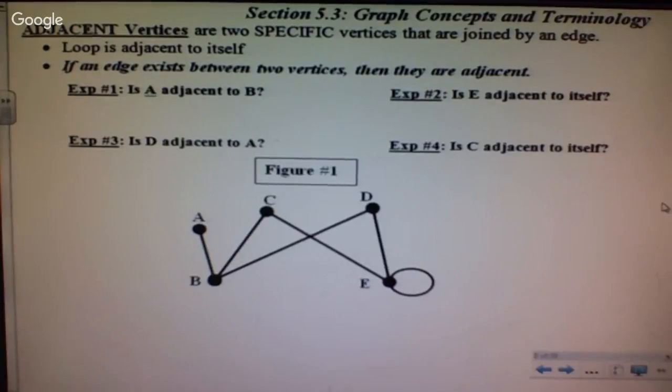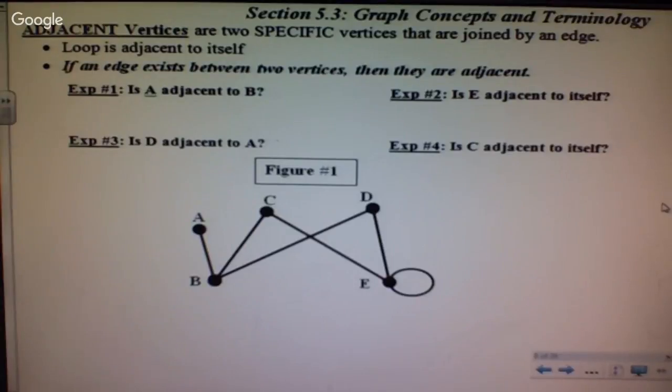So, section 5.3 is on graph concepts and terminology. So we're going to get some more vocabulary words. Okay. So the first thing you need to do is understand the word adjacent. What does it mean to be adjacent? Next to. Good job. Side by side. Connected. So if I put my hand on James's shoulder, we're adjacent. We're side by side. We're connected.